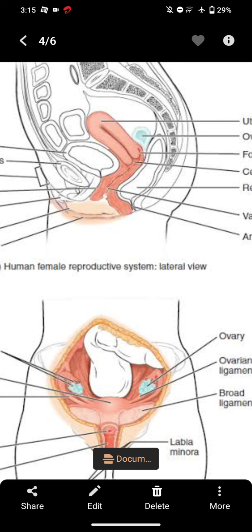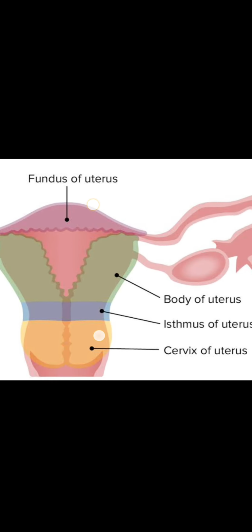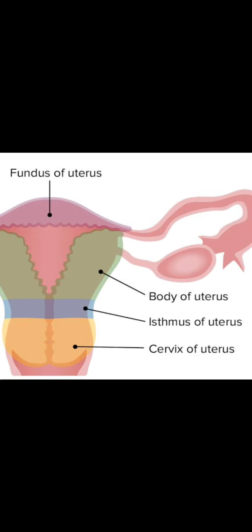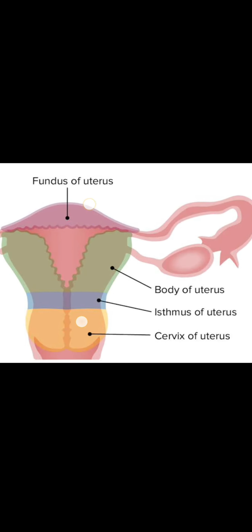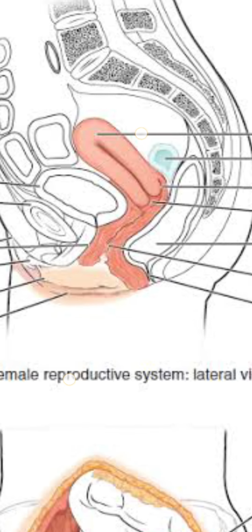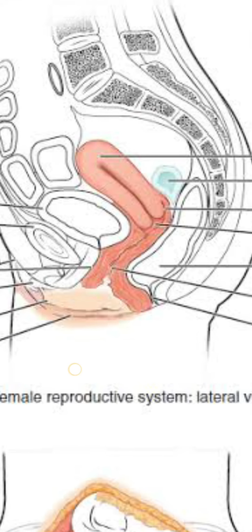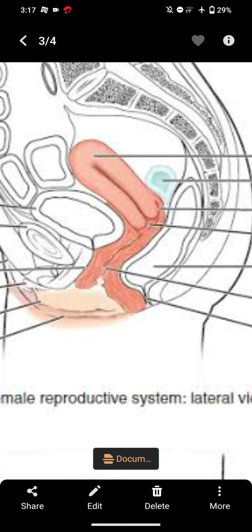Now let's move on to the uterus. This is a female uterus. Uterus is a pyriform muscular hollow organ. Pyriform means pear-shaped. So it is a pyriform muscular hollow organ, and anteriorly the bladder is there, posteriorly the rectum is there, and laterally, sideways, the uterine artery is there.